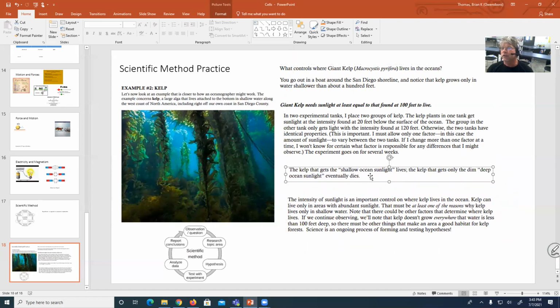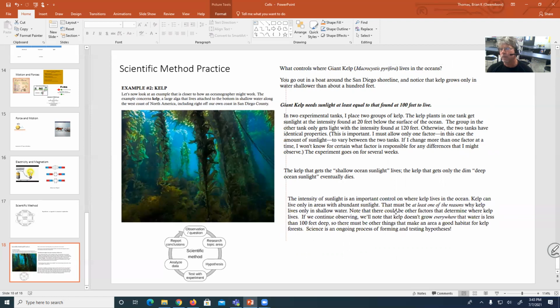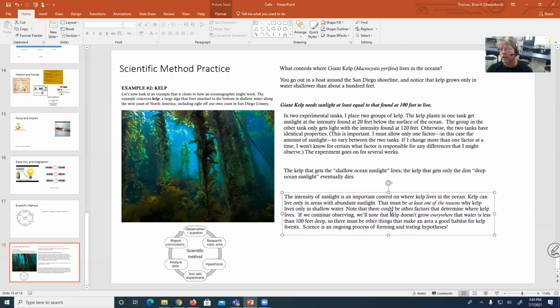The kelp that gets shallow ocean sunlight lives, and the kelp that gets only deep ocean sunlight eventually dies. So that seems like that's analyzing my data. And this seems like my conclusions. That looks like I'm talking to people outside of my experiment, something I would see in a science log somewhere, a science commentary. So you may have to do that.